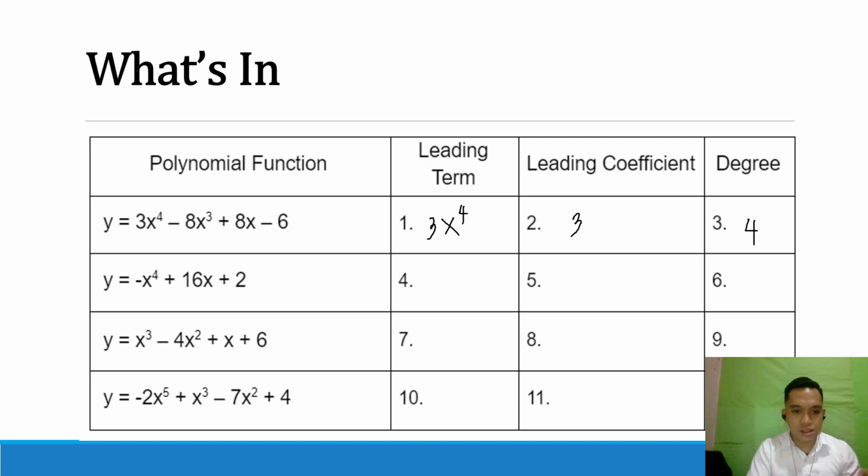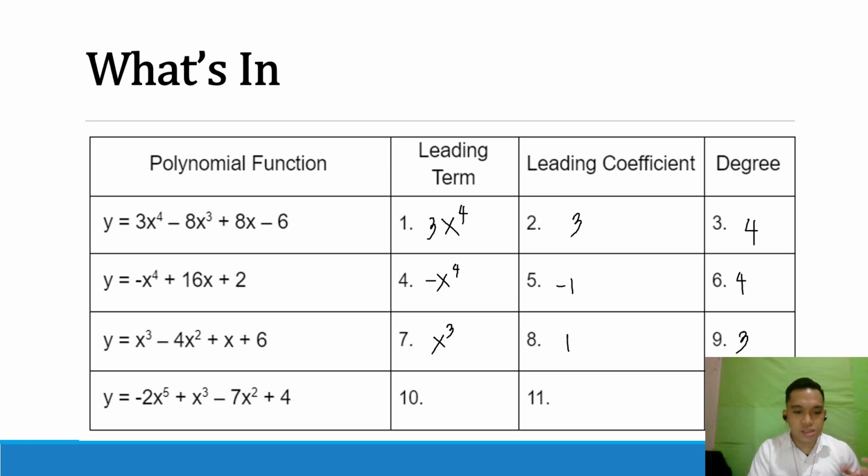Okay, the next polynomial is y equals negative x raised to 4 plus 16x plus 2. So the leading term is negative x raised to 4. The leading coefficient is negative 1. And the degree is 4. Then, the next polynomial function, we have y equals x cubed minus 4x squared plus x plus 6. So here, the leading term is x cubed. The leading coefficient is 1. And the degree is 3.